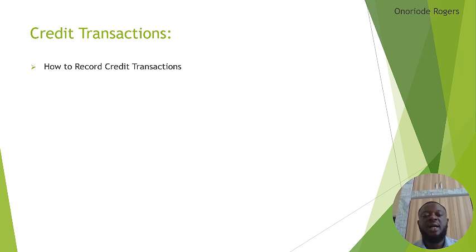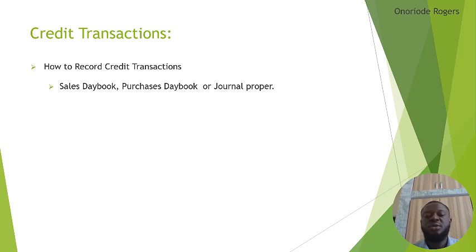So let's look at how we record a credit transaction. First of all, it must go through either the sales day book, the purchase day book, or the journal proper. Unlike a cash transaction, which I said must go through the cash book, a credit transaction will go through the sales day book, purchase day book, or journal proper. I will explain these books later.